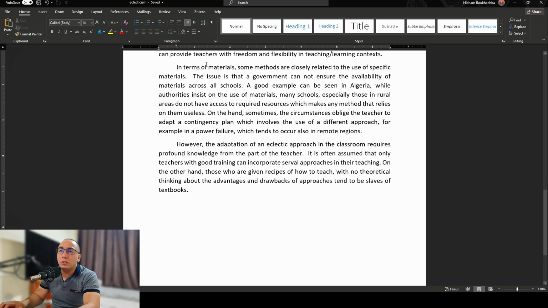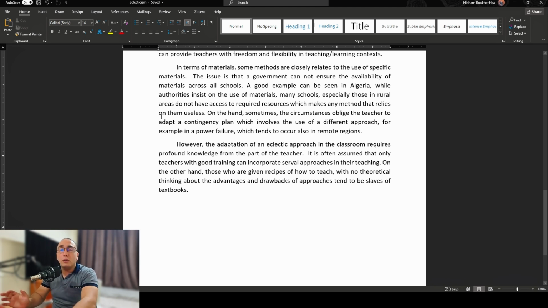Now, in terms of materials, I move to the idea of materials. Some methods are closely related to the use of specific materials. The issue is that a government cannot ensure the availability of materials across all schools. A good example can be seen in Nigeria. While authorities insist on the use of materials, many schools, especially those in rural areas, do not have access to required resources, which makes any method that relies on them useless.